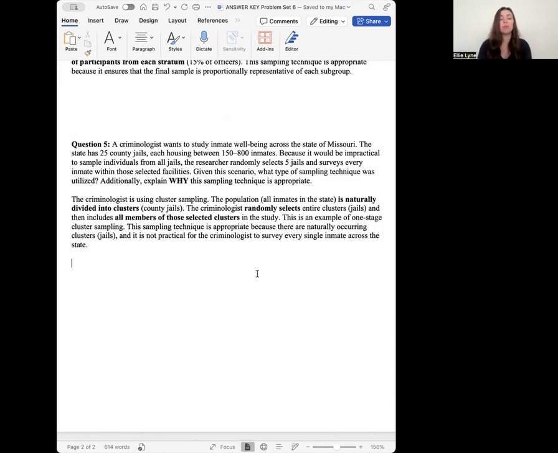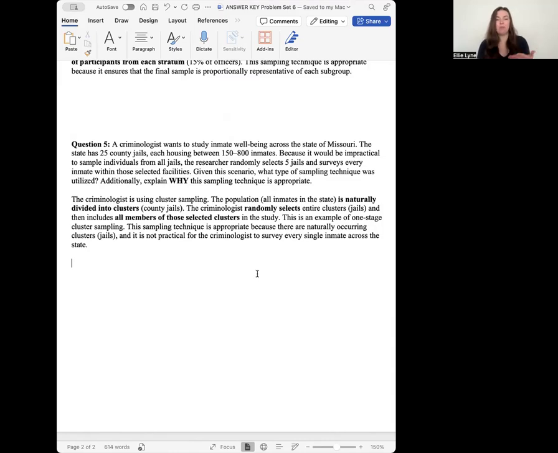So in this case, the criminologist is using cluster sampling. We have a population, which is all of the inmates in the state within the county jails, and they are naturally divided into clusters, or what county jail they find themselves in. The criminologist then randomly selects entire clusters, or in other words, they select what county jails they will be interviewing all of the inmates in. And then they include all the members of those selected clusters in the study.